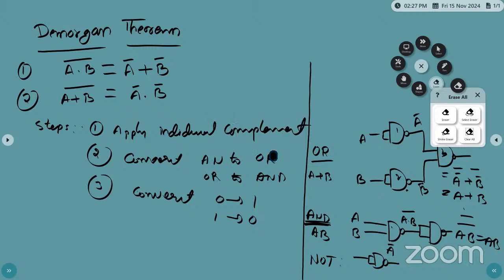So any De Morgan theorem can be derived using these three steps. Step one, apply the individual complement. Second, convert AND to OR and OR to AND, then convert 0 to 1 and 1 to 0. That is, dot to plus, plus to dot.